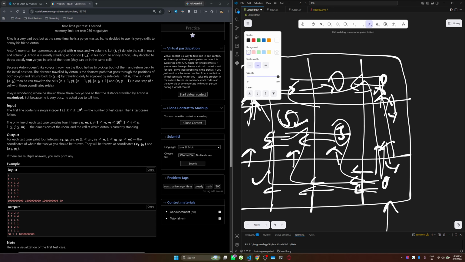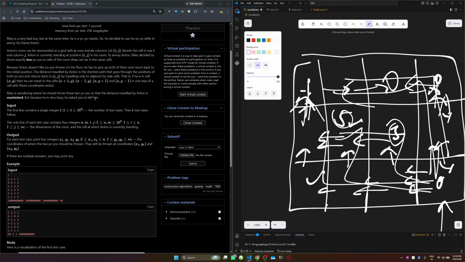So yeah, I think it takes an equal amount of steps if we place the first yo-yo at the edge of the other side of the matrix, of the room, and on the way he can just pick up the second one. So okay.